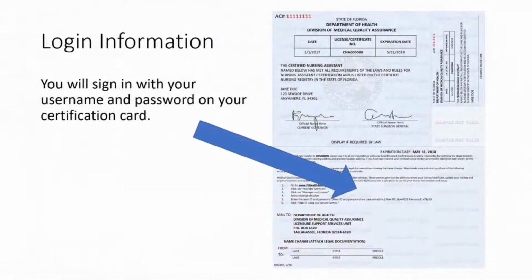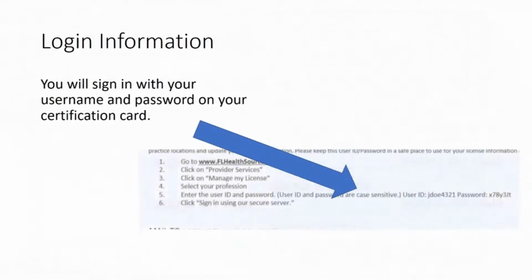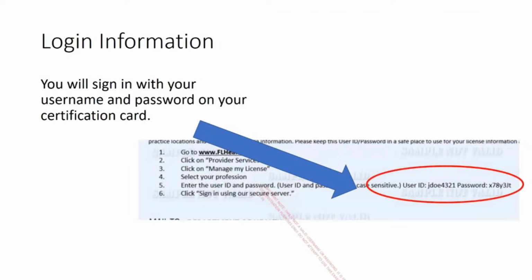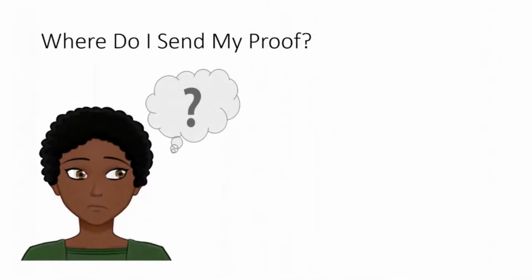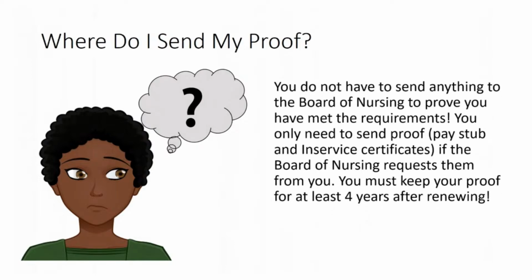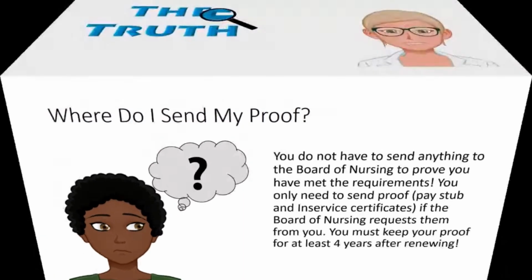You will sign in with the username and password on your certification card. You do not have to send anything to the Board of Nursing to prove that you've met the requirements. You only need to send proof, which would consist of a pay stub and in-service certificates, if the Board of Nursing requests them from you. You must keep your proof for at least 4 years after renewing.